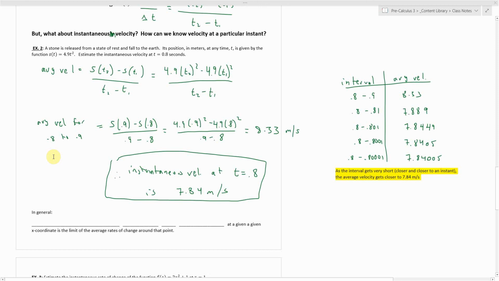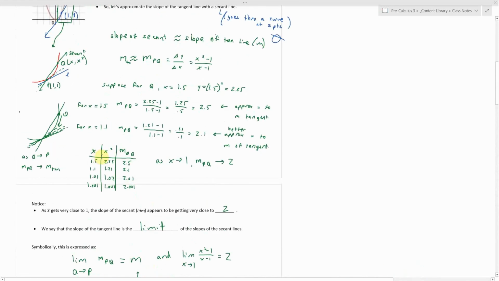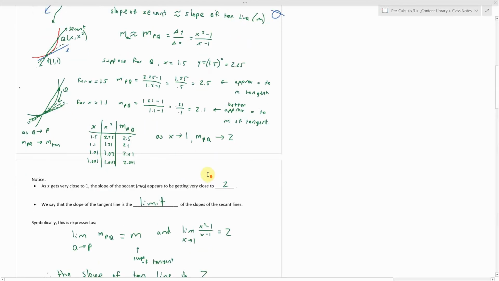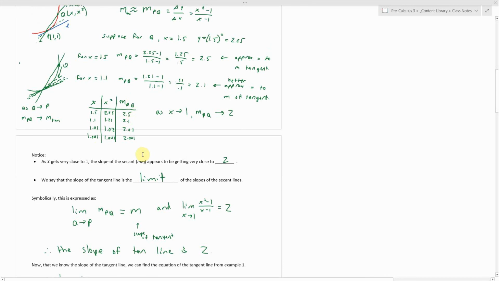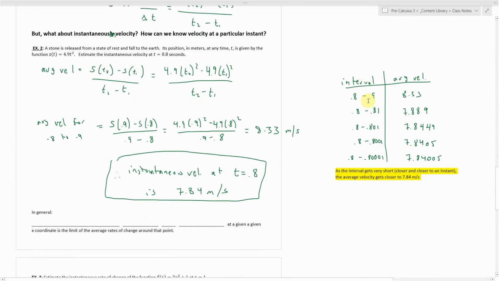So we can take this idea now, and we're starting to see a pattern here: as we take x values that get very close to one value, the function value gets very close to another. So we can make this jump and say that at the particular x value, the function will be whatever this is getting close to. And we saw the same pattern down here: as our interval gets infinitely short, our average velocity gets very close to this thing, so we can jump to the conclusion that at that instant of 0.8, the instantaneous velocity is 7.84, and we can generalize that and say that what we're talking about here is instantaneous rates of change.